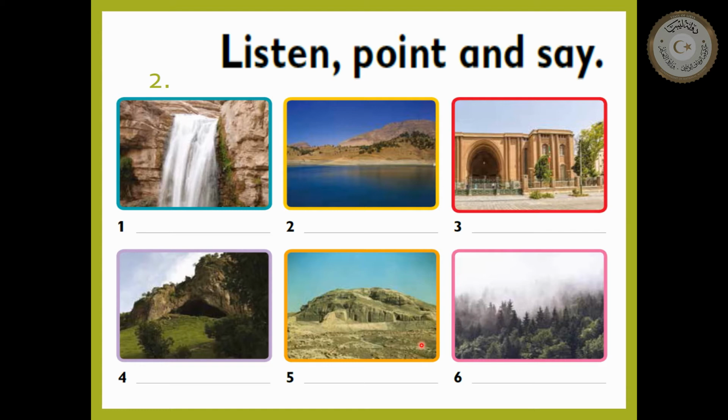We have a picture of different places. Again, we have waterfall, lake, museum, cave, ruin, and forest. So listen, point, and say. You are going to listen to the word, for example, waterfall, then point to the picture and say the word again. Example, waterfall, waterfall. Ready?